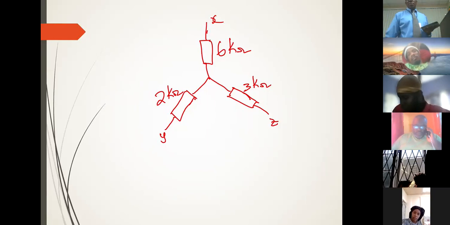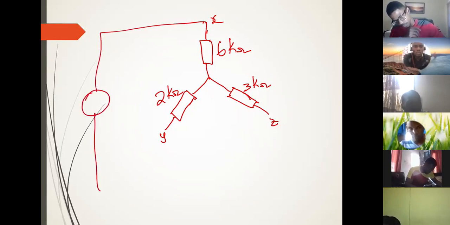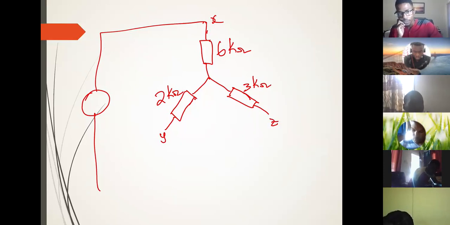Anyway, all right. So what's connected to X? The source. So we can now draw back the source. All right, what's connected to Y? 4K. What is it that's connected at point Y? 4K ohm, sir.